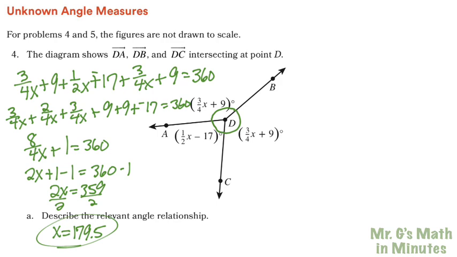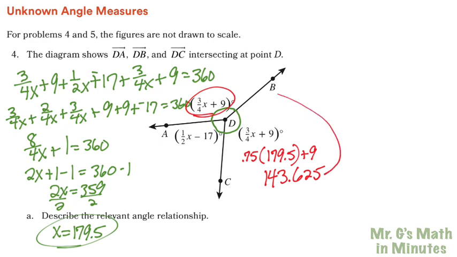If we want to find all of these different angles, we would plug that in for x. Because I have a decimal, I'm going to change this 3/4 to 0.75. Then we multiply that times what x is. Once we multiply that, we add 9 to that according to this angle, and that would give us an answer of 143.625. And this equation is the exact same thing. So that angle is the same thing as this one.